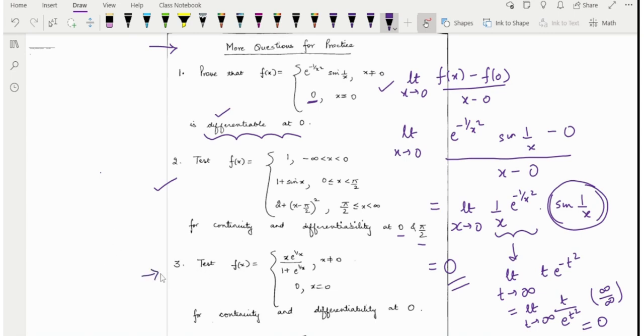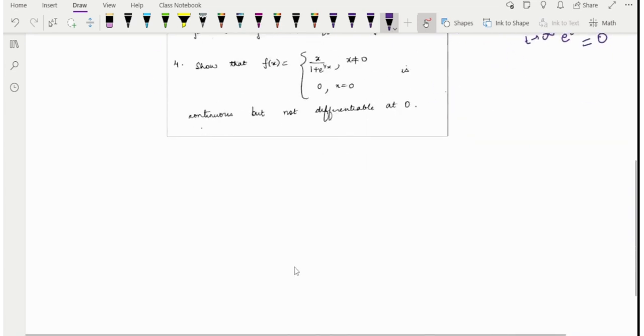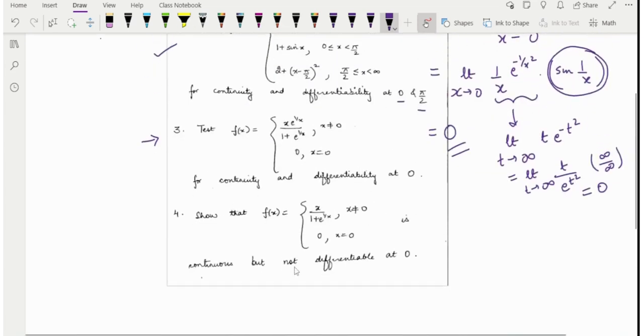Now look at number 3. Question number 3 says that you have to test this function for continuity as well as differentiability. For continuity, you will just consider the left and right hand limit, and you will find out that the limit exists, and you do have continuity at 0, but you will not be having differentiability. So I'm leaving that exercise for you, because we have done a lot of practice of similar questions in the previous videos. Just a little line of caution from my side.